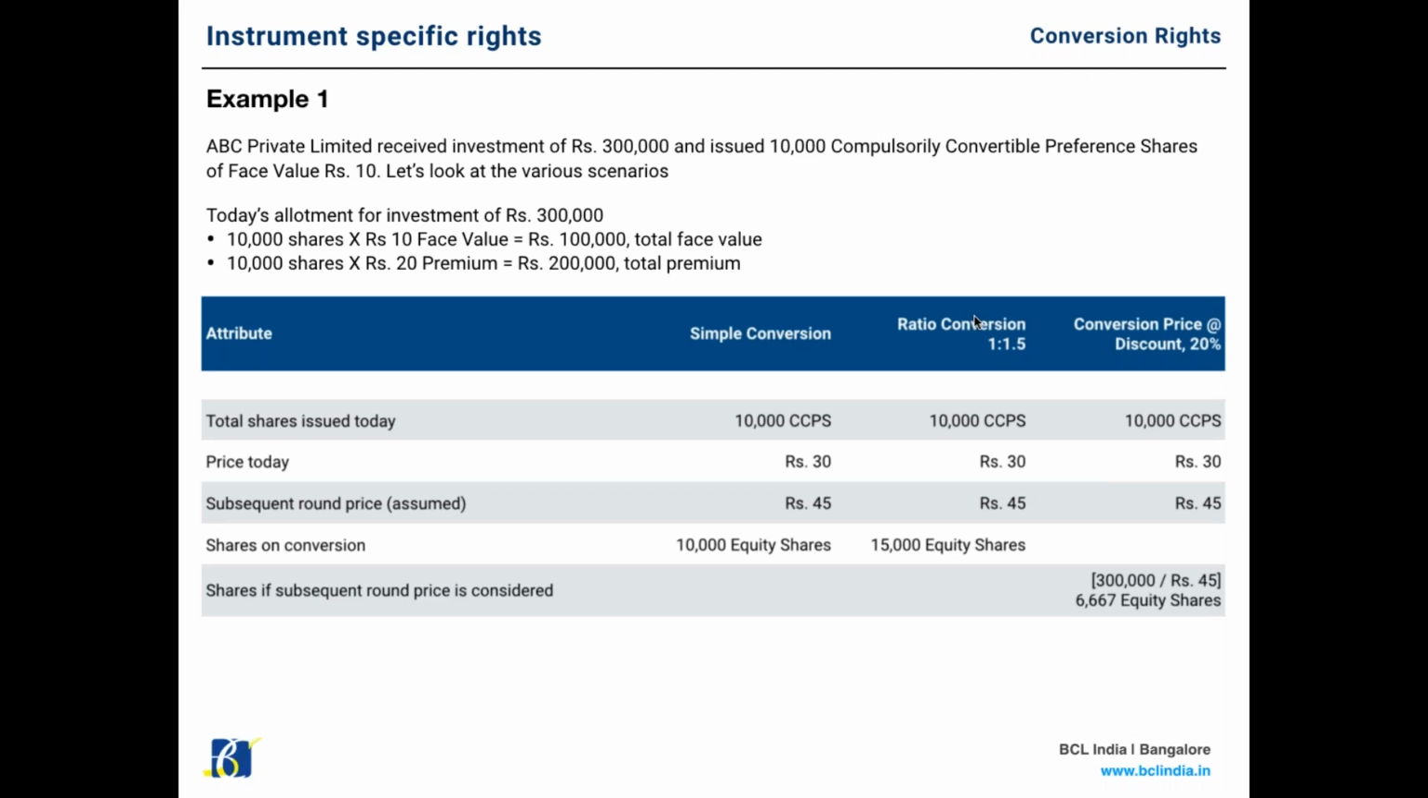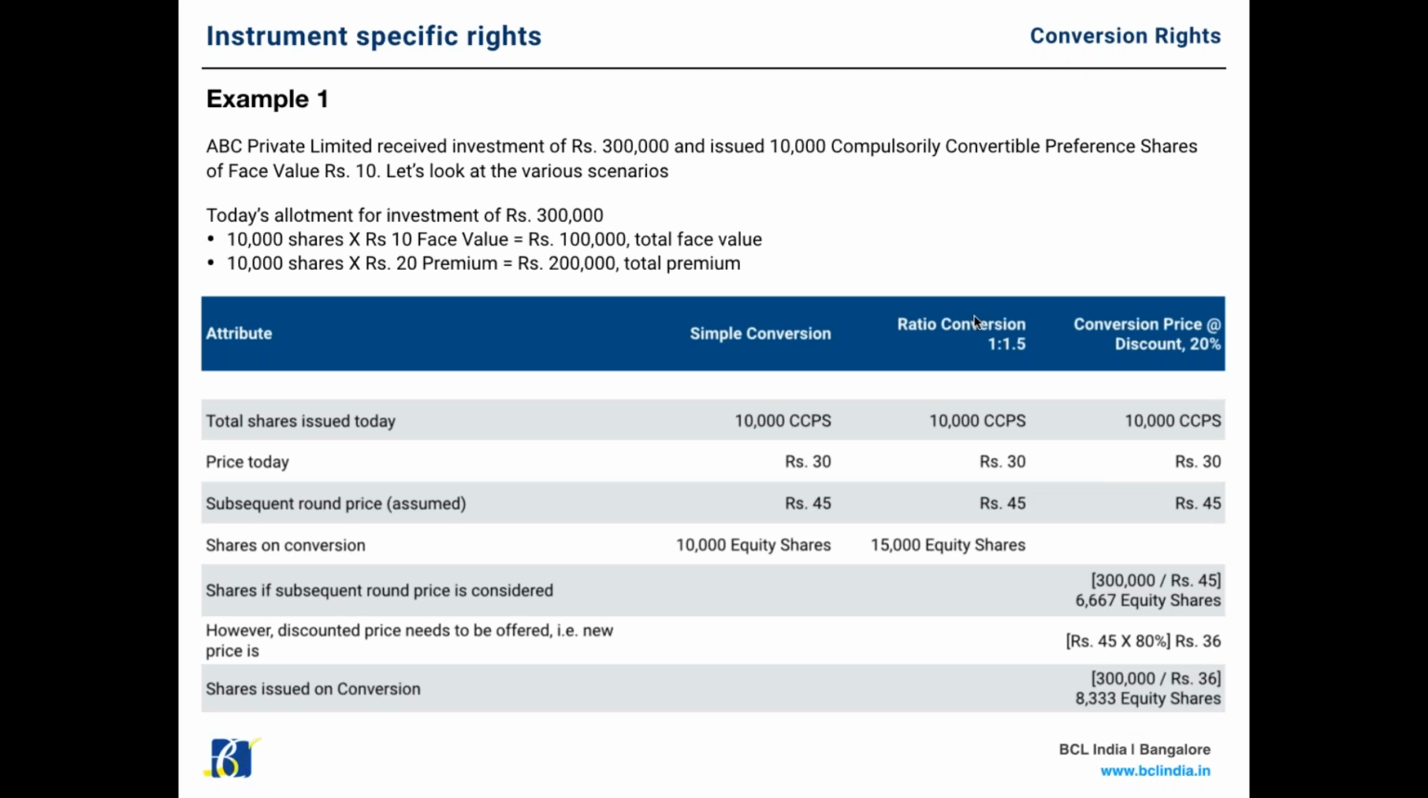The conversion price with the discount built in, if you look at these two numbers: if the subsequent round price is considered, which is 45 rupees, what we do is we take 3 lakh, which is the original investment, and divide that by 45. So 10,000 shares will convert to 6,667 equity shares. But if a discount is built in, you again divide that by 80%, and what you get is an additional shareholding of 8,333 shares.